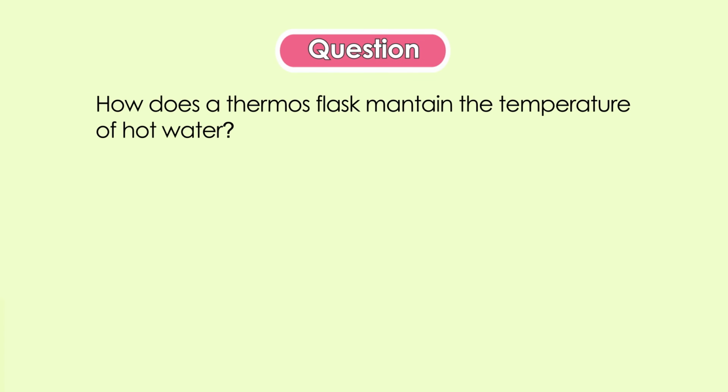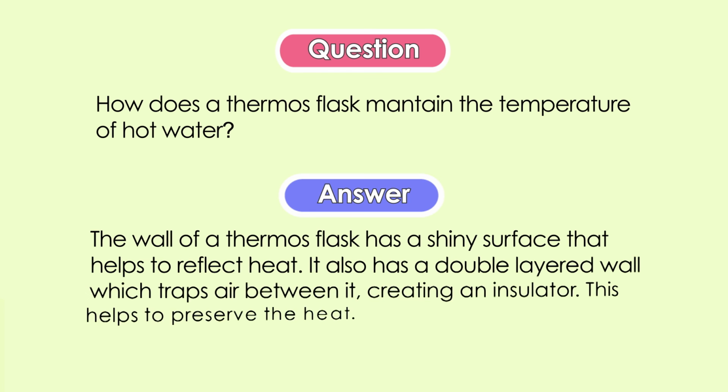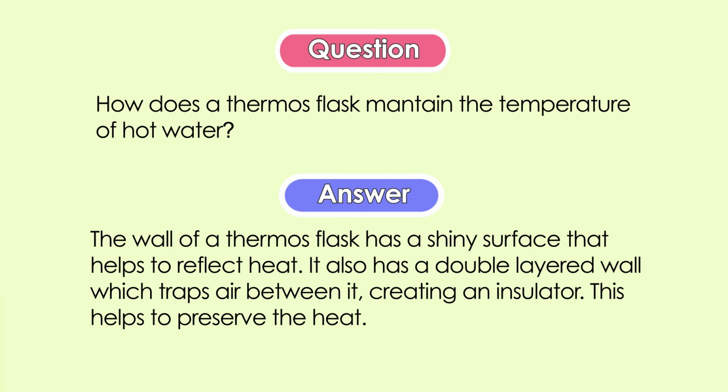Next question. How does a thermos flask maintain the temperature of hot water? The answer is, the wall of a thermos flask has a shiny surface that helps to reflect heat. It also has a double-layered wall which traps air between it, creating an insulator. This helps to preserve the heat.